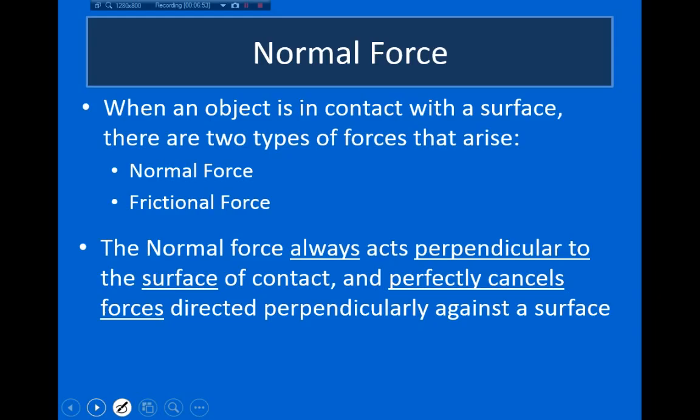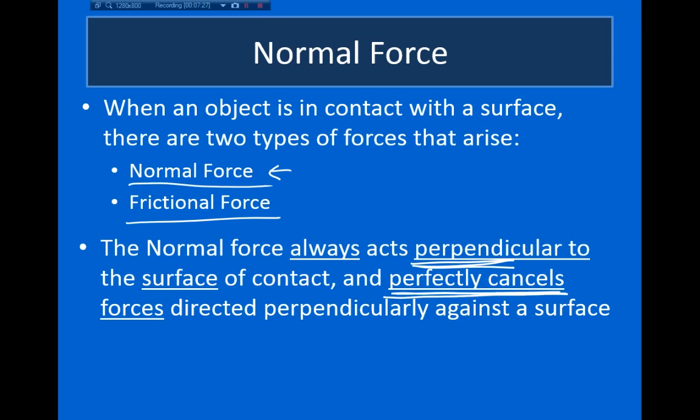This force that prevents objects from falling through the floor, or whatever surface they're in contact with, is called the normal force. Whenever an object is in contact with a surface, there are two types of forces that arise: the normal force and the frictional force. Right now I'm just going to focus on the normal force, and in a later video I'll talk a little bit about friction. The normal force always points perpendicular to the surface of contact, and it perfectly cancels any forces that are pushing perpendicular to a surface.